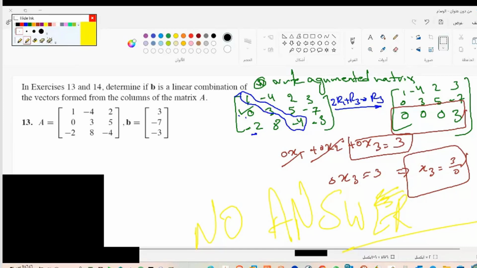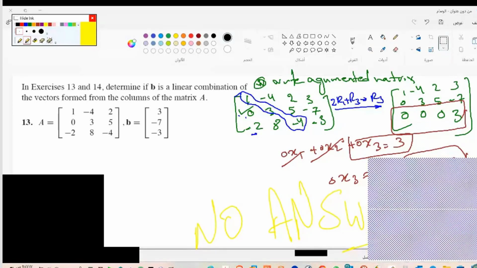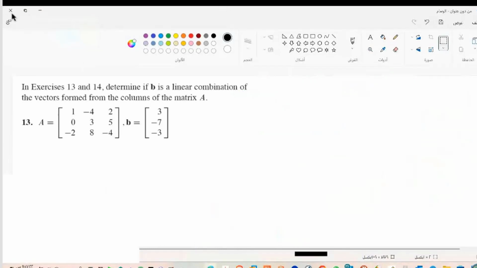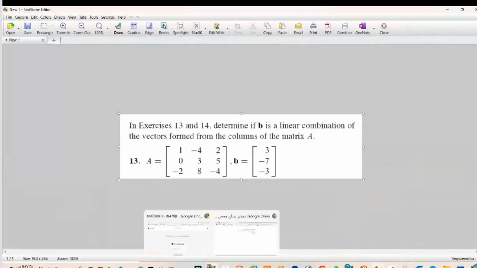Got it? So now we solved two cases. One is a free variable. Second case is no answer. Any question for this? Okay. Now let's close this and return back to the book.